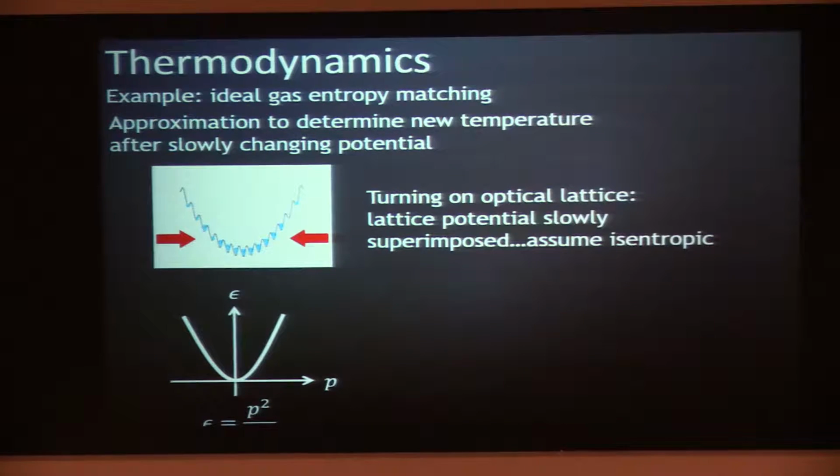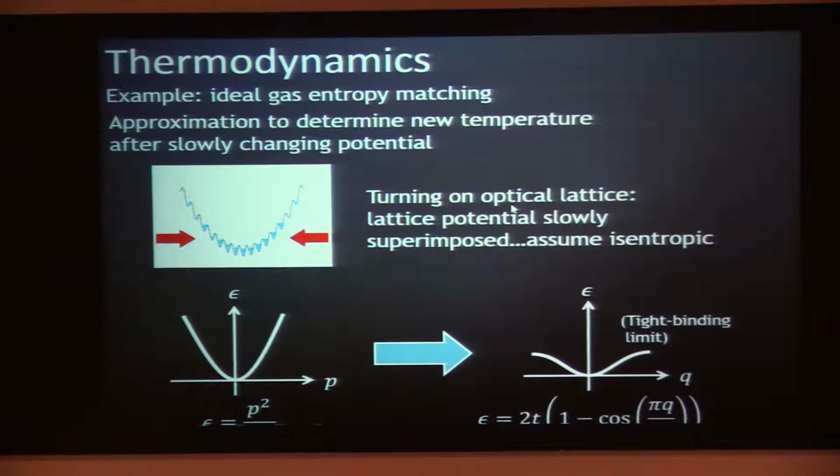What you're really doing when you turn on this optical lattice is you're going from a parabolic dispersion for the free particles to something like a tight binding dispersion for the particles once the lattice potential is present. Okay? So that's 2t(1 minus cos(πq/qB)). qB is the edge of the Brillouin zone there. So I'm changing the dispersion. I'm trying to do it adiabatically. How do I think about what the new temperature is?